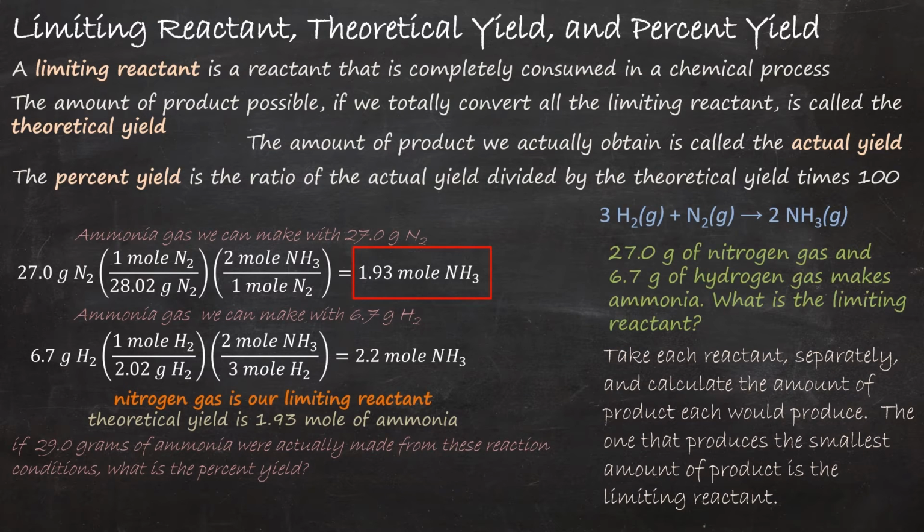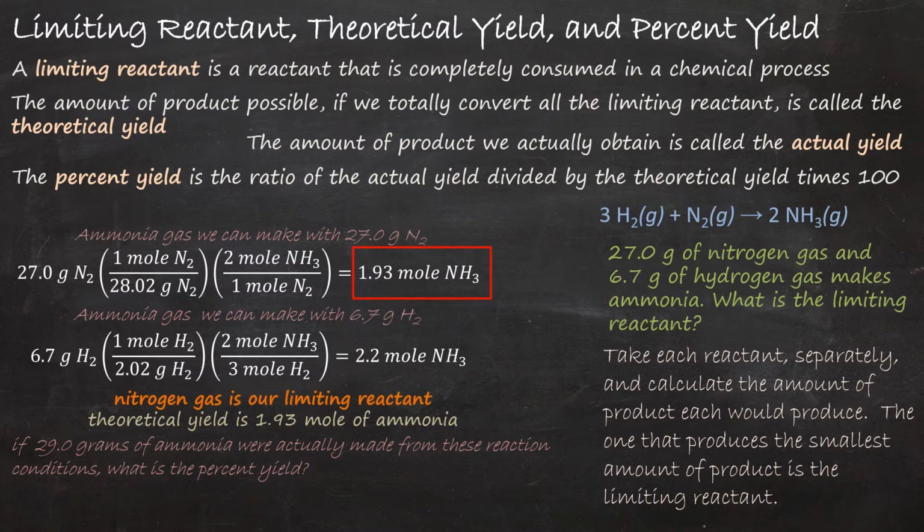Now, let's run the reaction using the reactant amounts, 27 grams of nitrogen gas and 6.7 grams of hydrogen gas. Let's say after running the reaction in our lab and then isolating the ammonia product as best as we can, we obtained only 29 grams of ammonia. What is the percent yield?